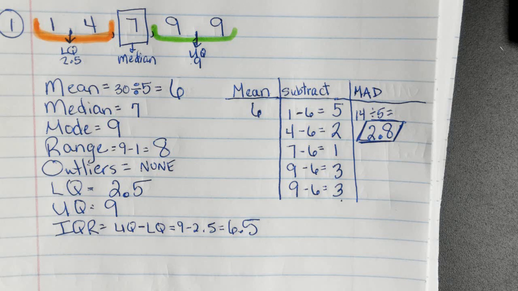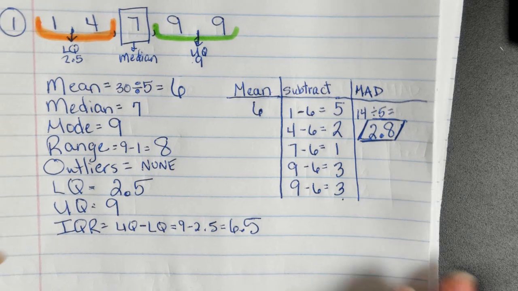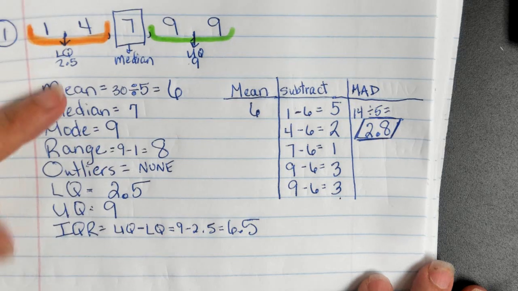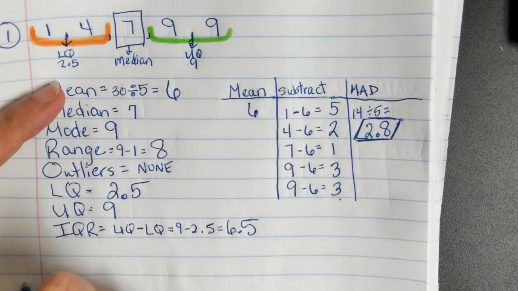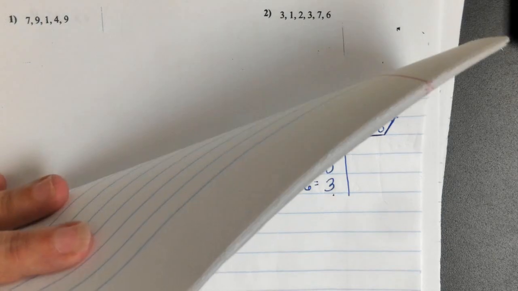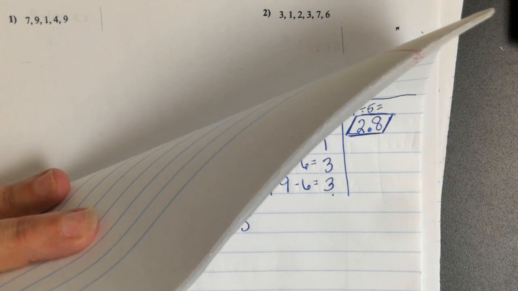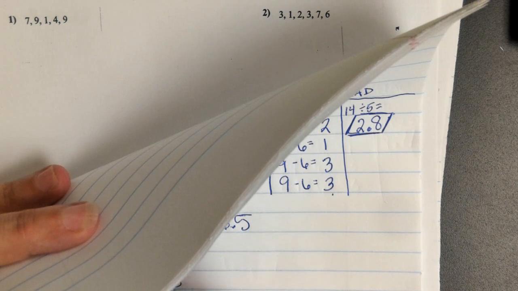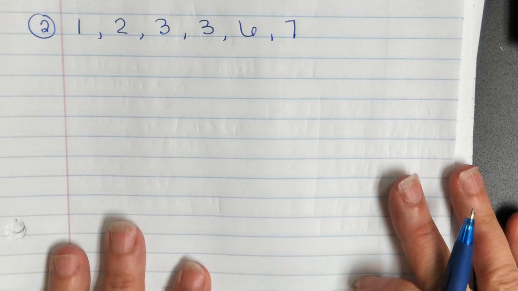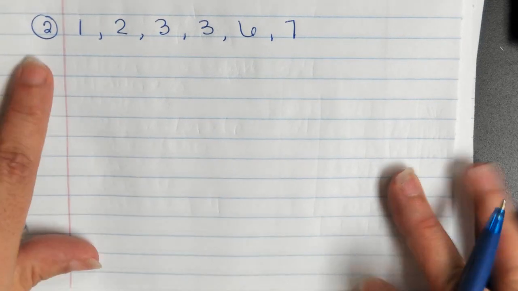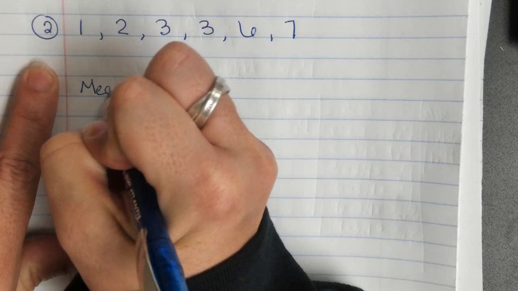We are now going to work on number 2, and I think the kids are realizing that each problem is different. Okay, so number 2 here. I would face forward. Okay, the numbers are 1, 2, 3, 3, 6, 7. Now, I think that's the right data. Make sure I'm right. Okay, so I'm going to go through and find the different pieces and parts.